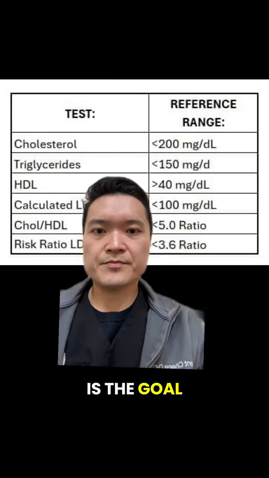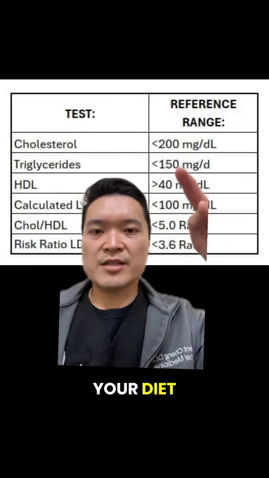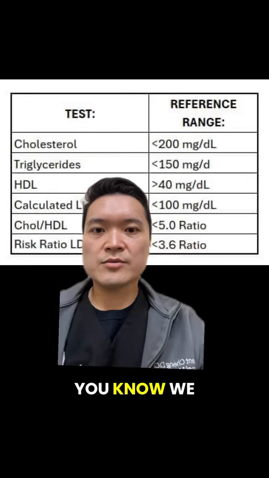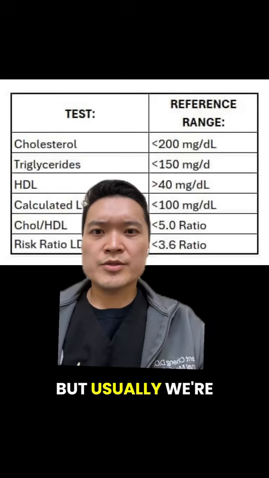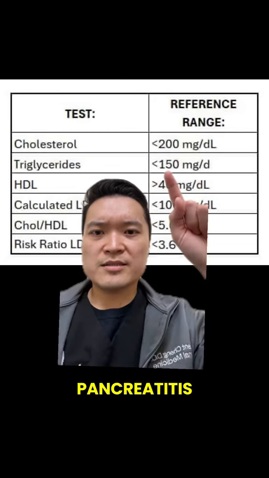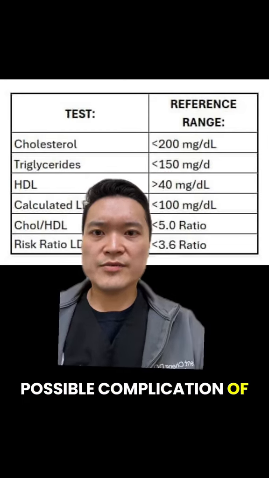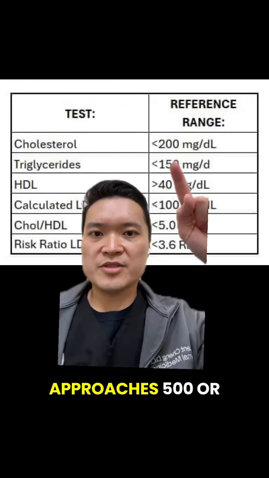the goal. Triglycerides do fluctuate more based off your diet, so this number, we like it less than 150, but usually we're not too worried about things like pancreatitis, which is a possible complication of too high of triglycerides, until this approaches 500 or above.